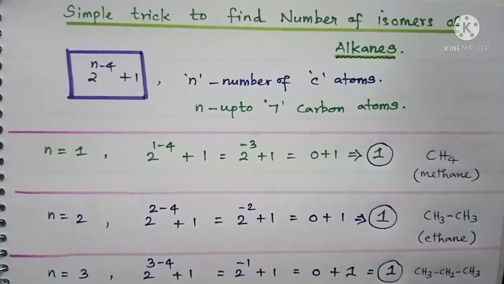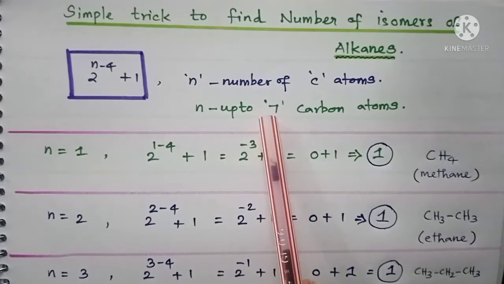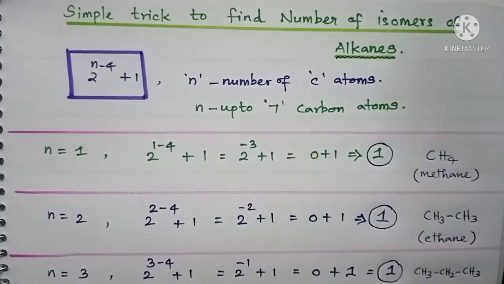Here n is nothing but the number of carbon atoms of the alkane, and you can use it for n values up to 7. So let us check the number of isomers for the different alkanes. If n value is 1, it is methane. So methane is the alkane with n value 1.